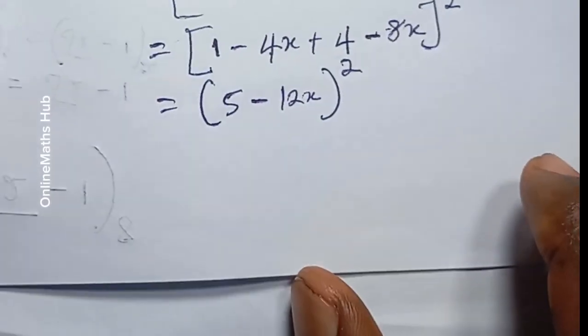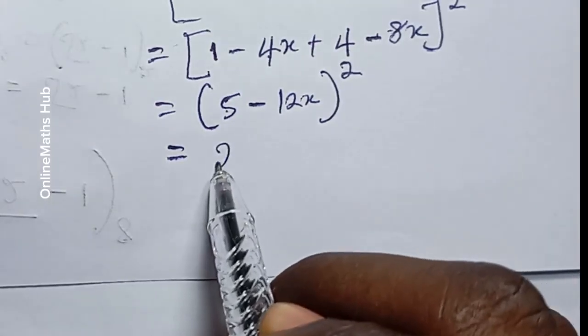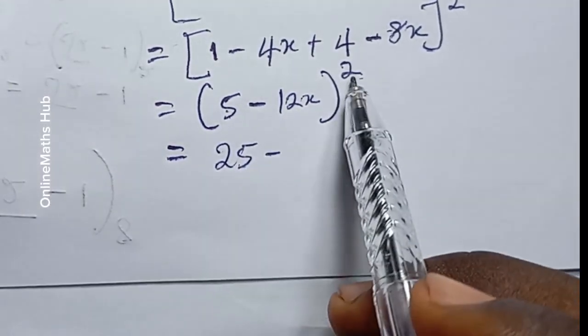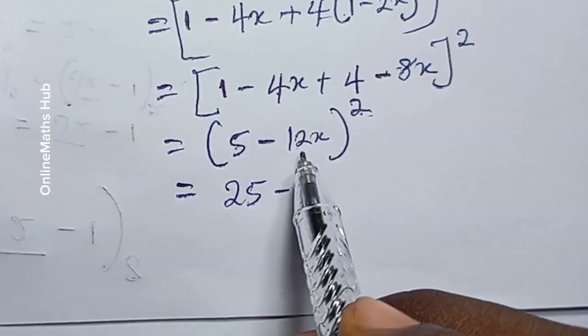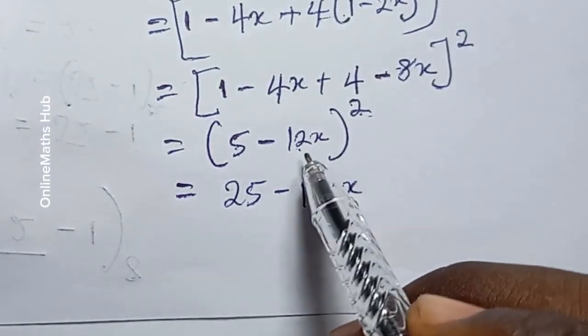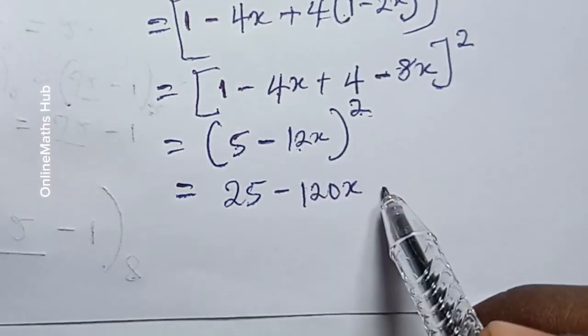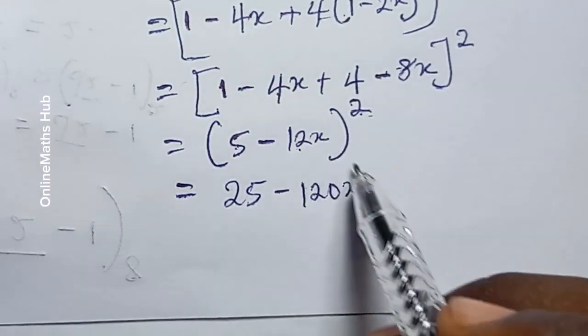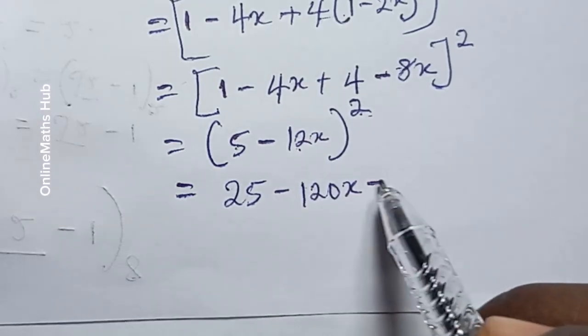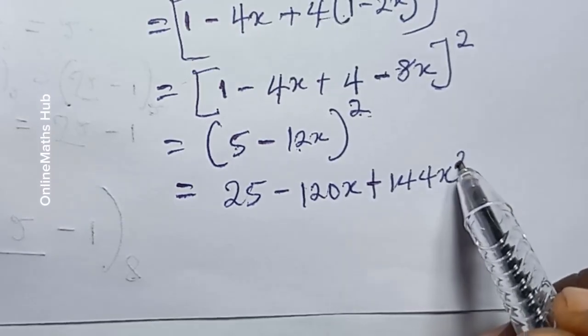Now I can go ahead and also open this bracket. 5 times 5 here is 25. 2 times 5 is 10, and then 10 times 12 is 120x. And then I will also use this last term right here to multiply itself, which is minus 12x multiplied by minus 12x, and that will give us plus 144x squared.